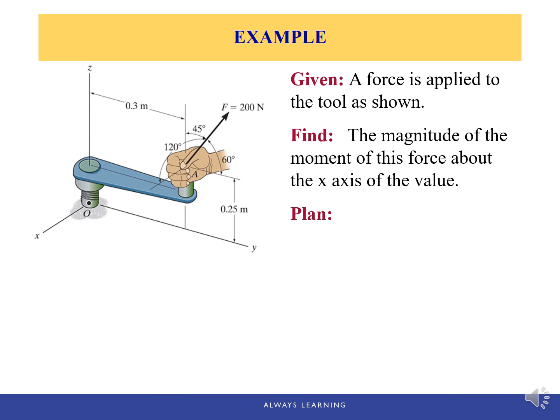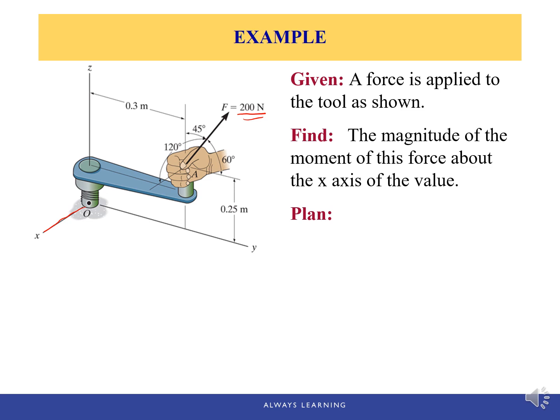In this example, a force is given which has the magnitude of 200 Newton, and we have those direction angles given: 60, 45, and 120. So with those angles and the magnitude, this force is fixed or defined. And we're looking for the magnitude of the moment of this force about the x-axis.